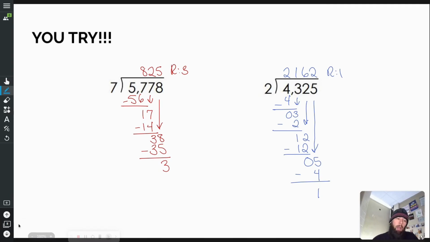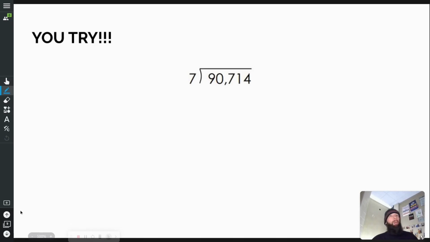One more, and then a word problem, and then we're done. 7 times what is 9? Well, 7 times 1 is 7. So subtract those guys. You get 2. Drop down the 0. 7 times what is 20? Well, 7 times 3 is 21. So I'd have to do 7 times 2, because 21 is too big. So 7 times 2 is 14.